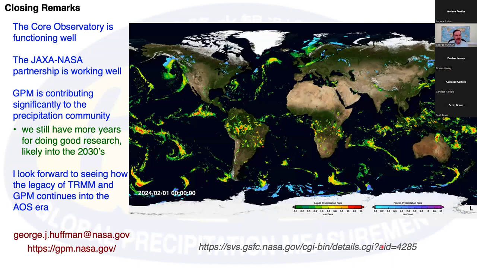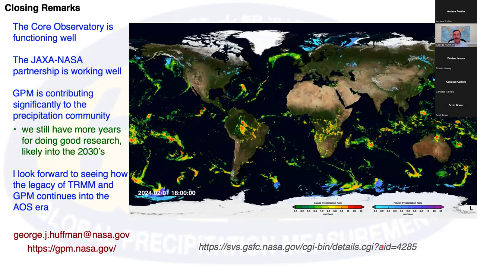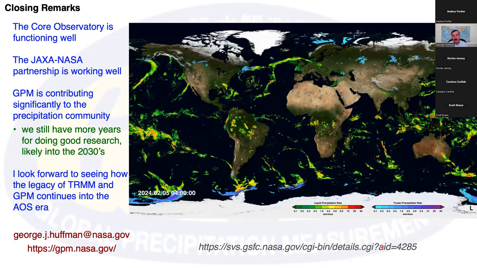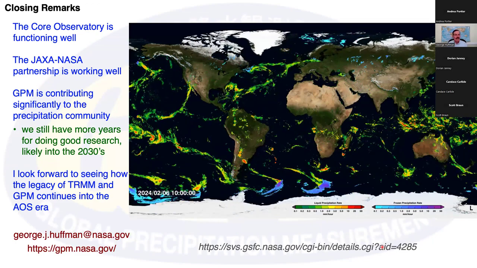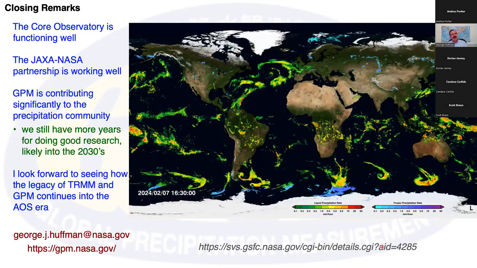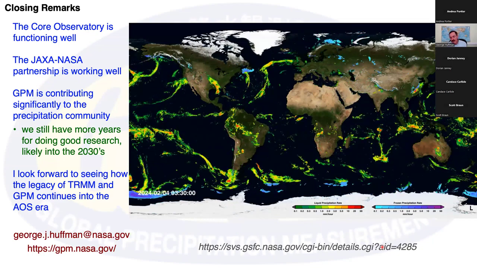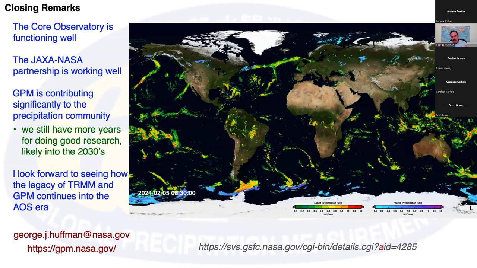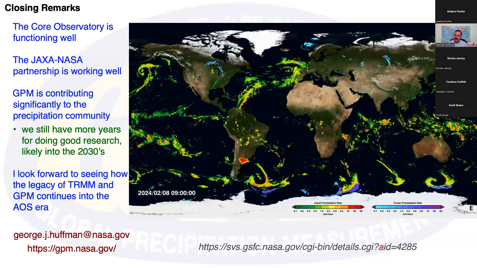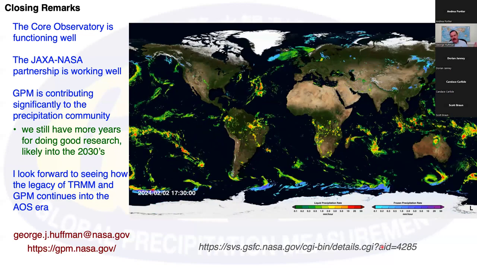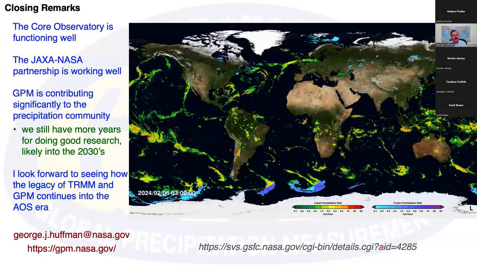Okay, so I've pretty much shot my time. So I'm going to wrap up and get off here. My closing remarks, so this is the visualization you saw before. I don't even have to describe this very much because Dorian did such a great job before we got started. The core observatory, the only satellite that GPM controls, is functioning well. And the JAXA-NASA partnership has really been very effective. They tend to emphasize the radar data, we tend to emphasize the microwave data, but we all use it all for various things, depending on what the research project is or the application.